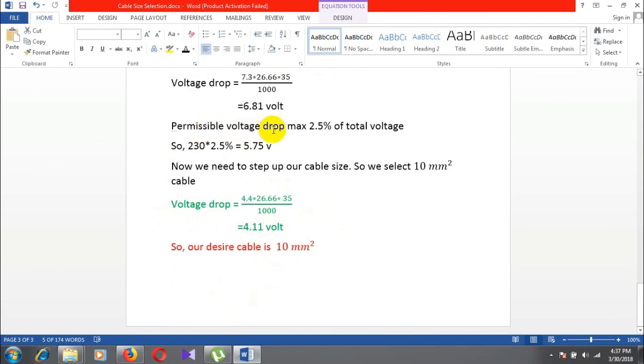Since the permissible voltage drop after calculating is 5.75 volt, and the voltage drop of our selected cable is 4.1 volt, we see that the voltage drop of our selected cable is less than the permissible voltage drop, so it is okay and we can use this cable. So our desired cable is 10 mm square.